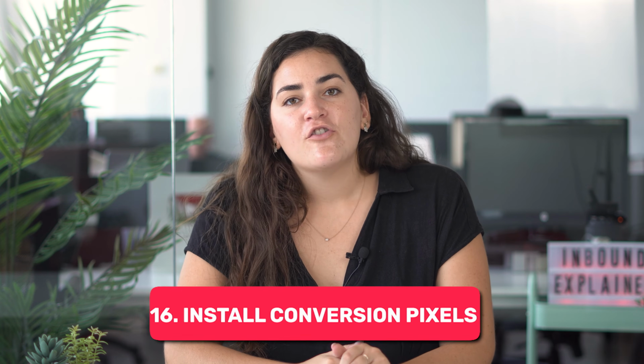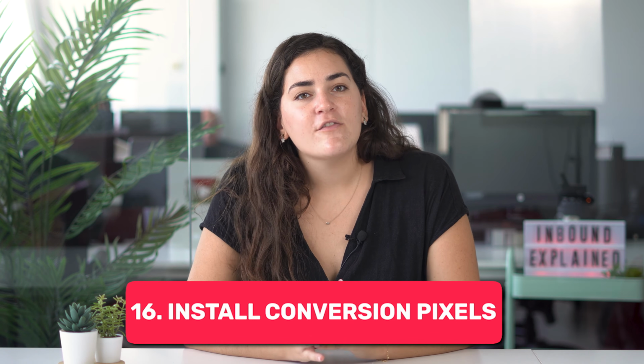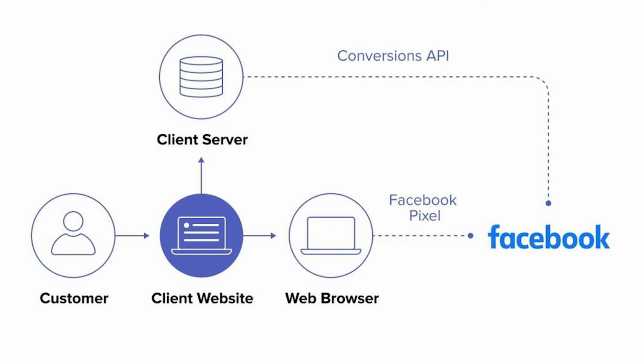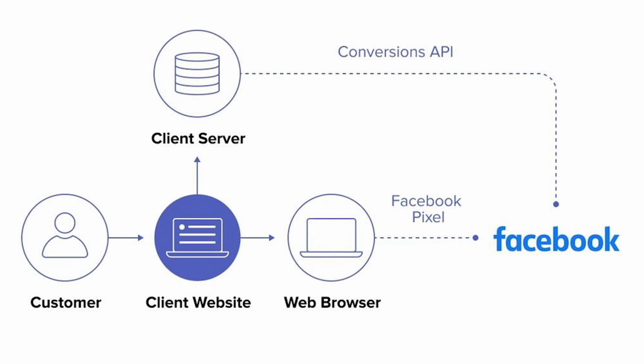16. Install conversion pixels. These are tiny pieces of code placed on your website that track user behavior. This allows you to track how effective your ads are and whether there's room for improvement. Facebook, for instance, offers a conversion pixel tool that lets you track and improve your ad campaigns on their platform.